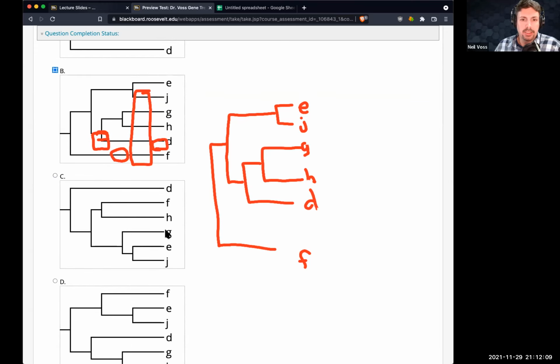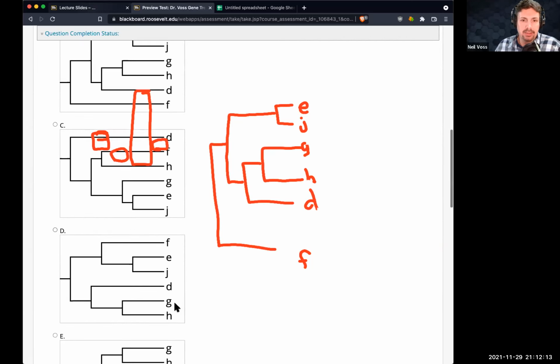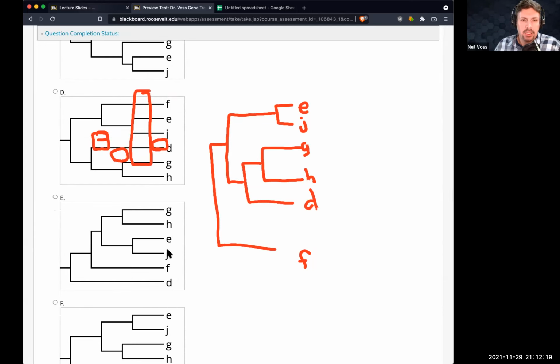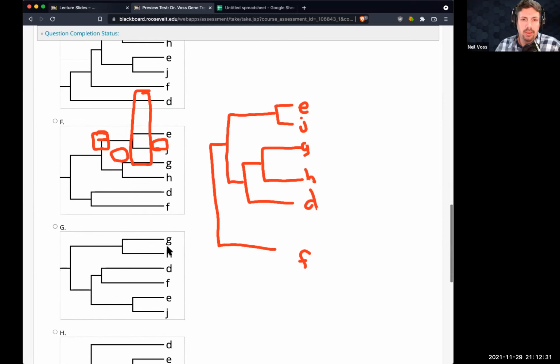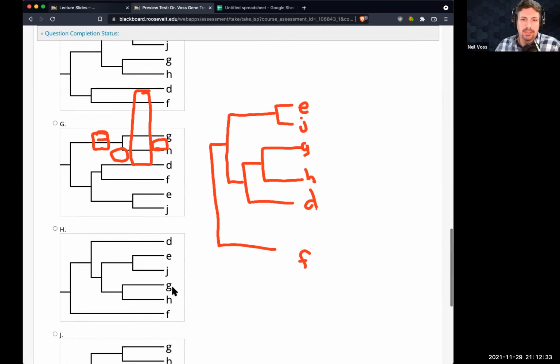E and J do not connect to G. So we need to make sure G and H are connected here. Here, G and H are not connected, so we can rule that out. E and J, so F needs to be much further out. E and A, G and H, F has to be the furthest out, so get rid of that one. F connected to D first, but we saw that D needs to connect to G and H first. D is connected to F, that's not right.